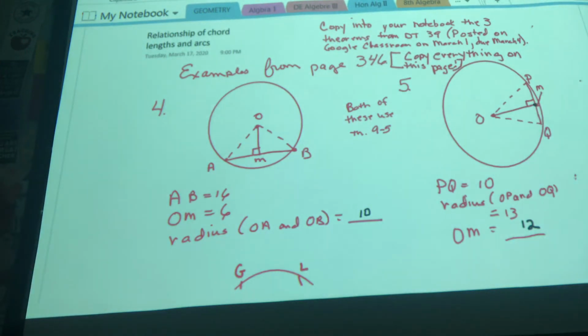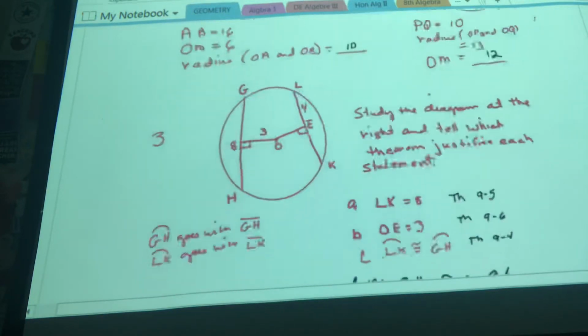In the exercise today, we're going to talk about relationship of chord lengths and arcs. Copy into your notebook the 3 theorems from Daily Test 39. These were posted on Google Classroom on March the 1st, and they were due March the 4th. You might want to pause the video while you do this. In order to explain these, I'm going to move down to the bottom of the page.